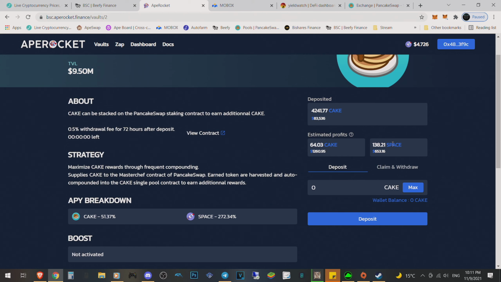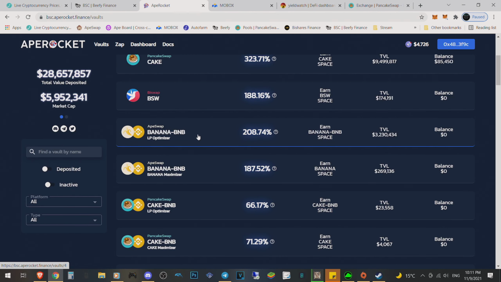This space you have to claim because it doesn't auto compound. Okay, that is the big thing that people don't understand. The space does not auto-compound. However, whatever you stake on the left side does. Unless it's a pool where it's a maximizer.